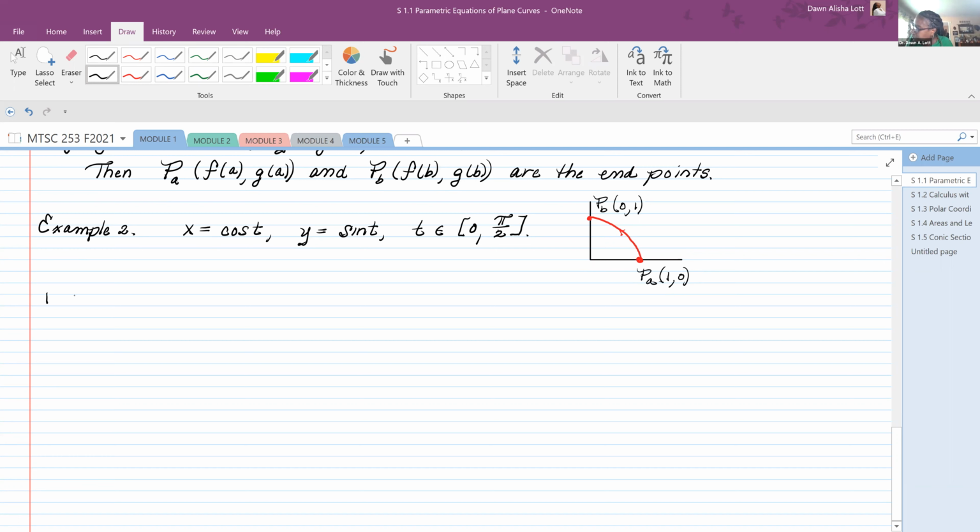Definition: if PA is equal to PB, then the curve is closed. So if I took this and went all the way around and came back, then the curve would be closed. So P of A is equal to P of B, we have a closed curve.